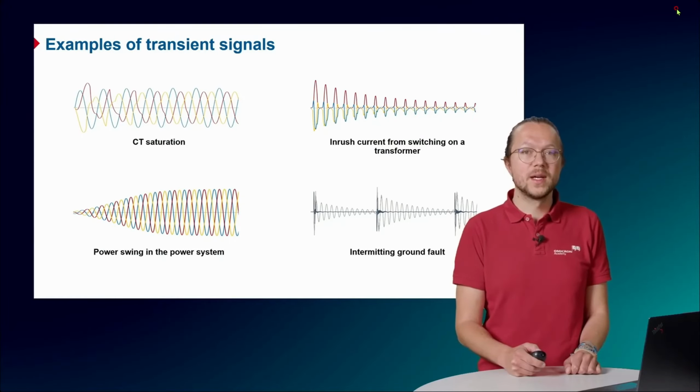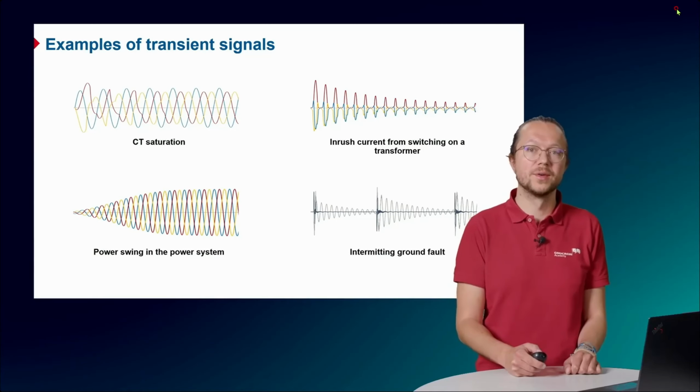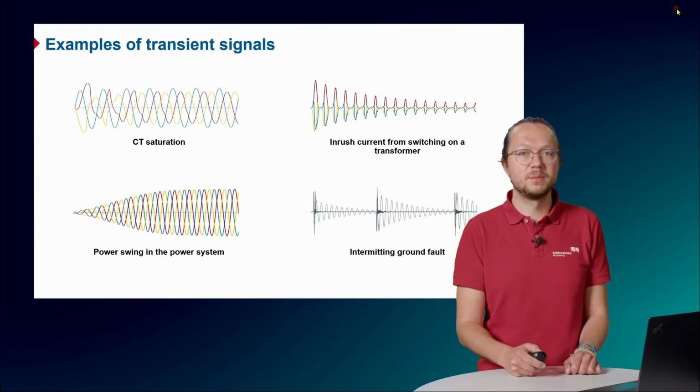A power swing in which current and voltage rise and drop continuously can be modeled. During that state, the relay is tested for stability. No trip should occur. An intermittent ground fault can be simulated by just activating one checkbox.